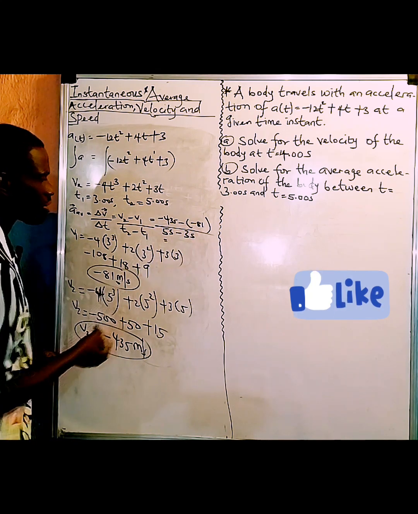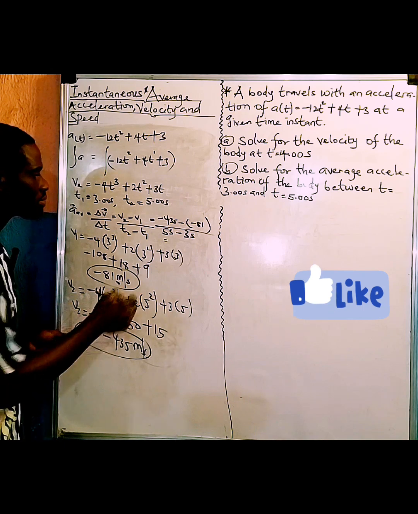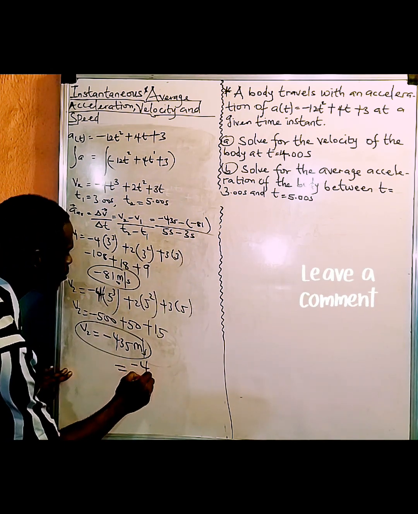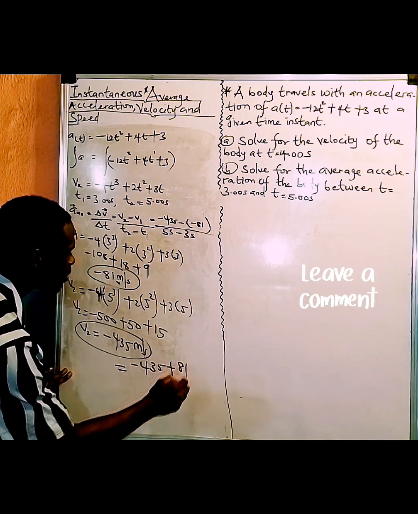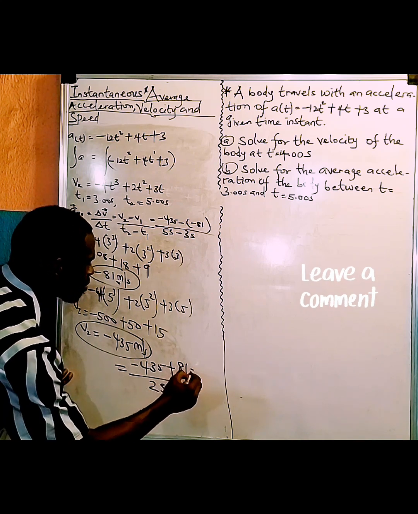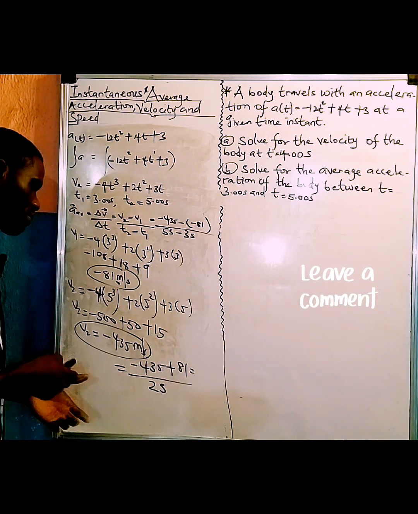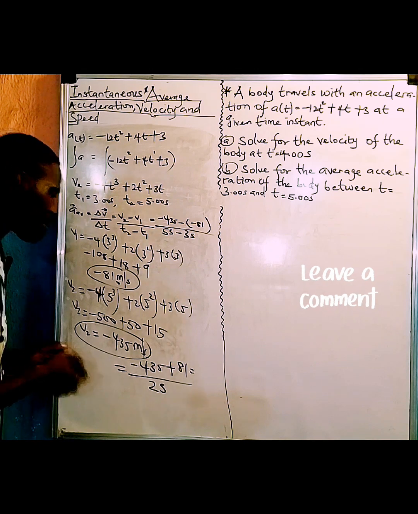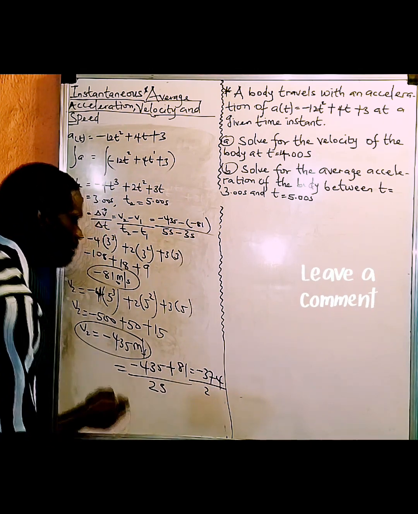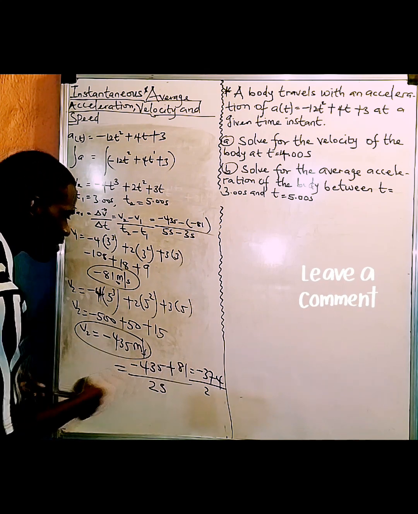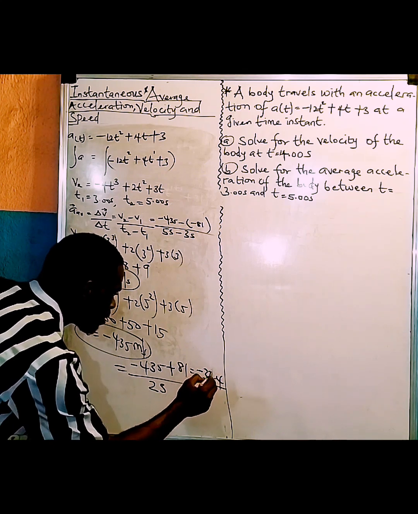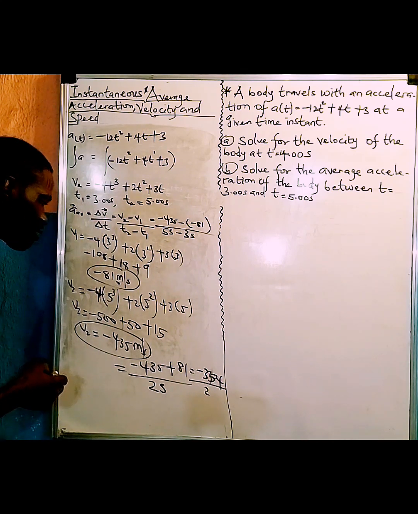So what do we have? Minus 435 minus minus 81, just solve it down here. That will give us minus 435 plus 81 over 5 seconds minus 3 seconds, which is 2 seconds. So what do we have? Minus 435 plus 81. What would that give us? That will give us minus 354 over 2. I beg your pardon, minus 354 over 2. That's what we have.